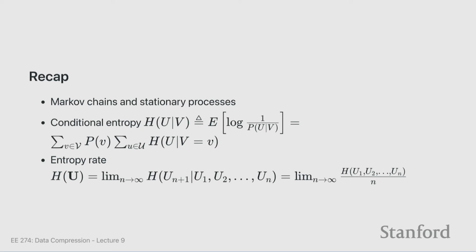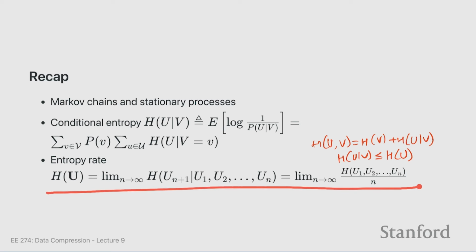We looked at a few properties. We looked at the chain rule, if you remember, where the joint entropy of U and V is simply the entropy of V plus the entropy of U given V. We looked at the inequality that conditioning reduces entropy. So just some results we saw, which you will use in your homework.